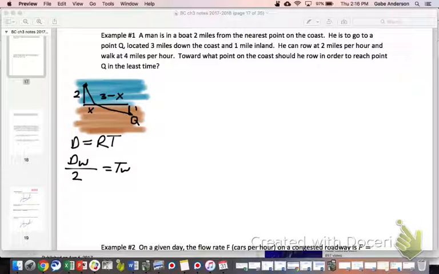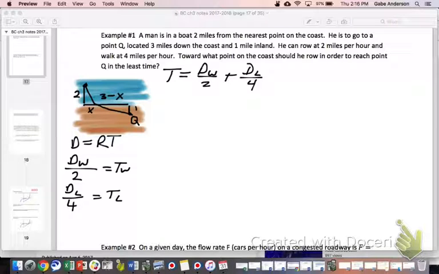And then we could also say that the distance on land divided by 4 is equal to the time on the land. So then the overall time that we're trying to minimize, wouldn't that equal those 2 times added together? So I would say that's equal to dw over 2 plus dl over 4. So now we're getting into some details here that we can start to use a little bit.